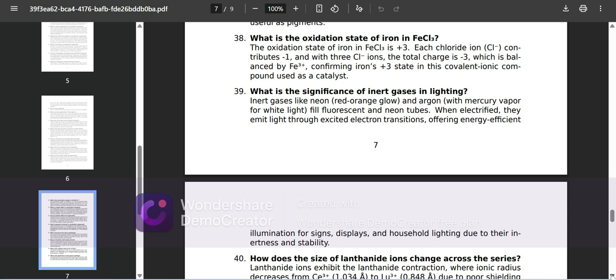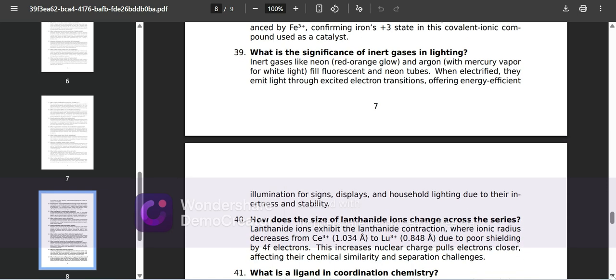What is the oxidation state of iron in FeCl3? The oxidation state of iron in FeCl3 is +3. Each chloride ion, Cl-, contributes -1, and with 3 chloride ions the total charge is -3, which is balanced by Fe3+, confirming iron's +3 state in this covalent-ionic compound used as a catalyst.